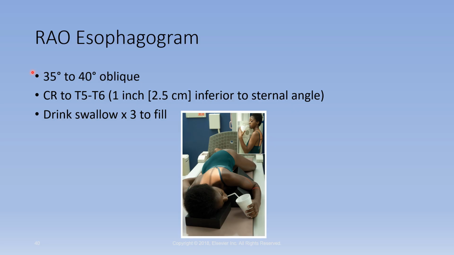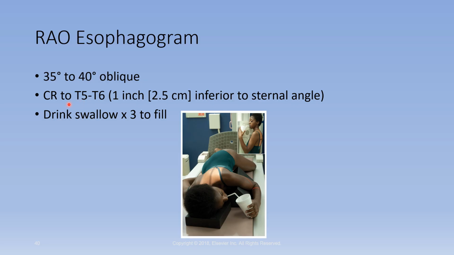Those are the things that the registry likes to know. What's the degree of obliquity on an RAO for an esophagram? What's the central ray on an RAO for an esophagram? Central ray is T5, T6, which is about 1 inch inferior to the sternal angle. In the book, they tell you central ray is to the level of T6, 2 to 3 inches inferior to the jugular notch.